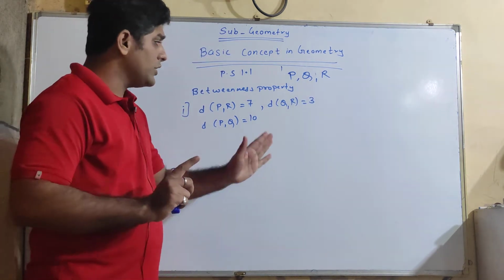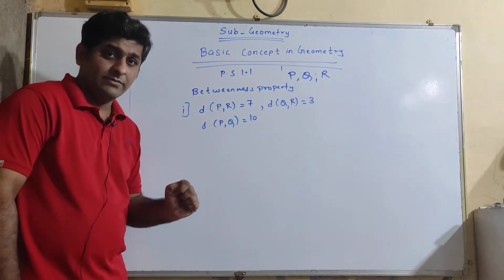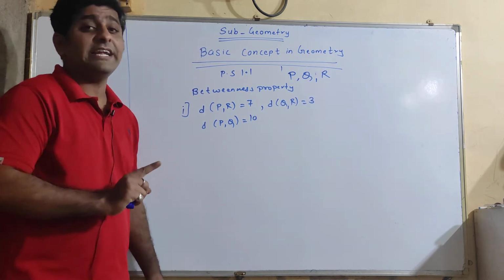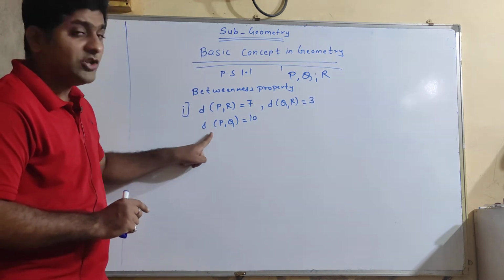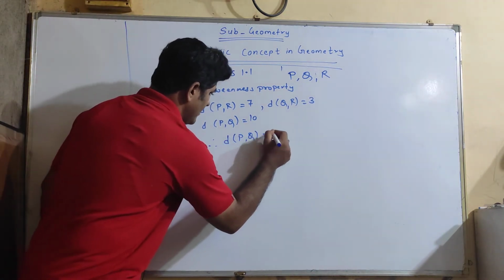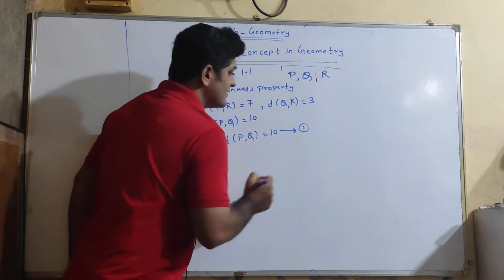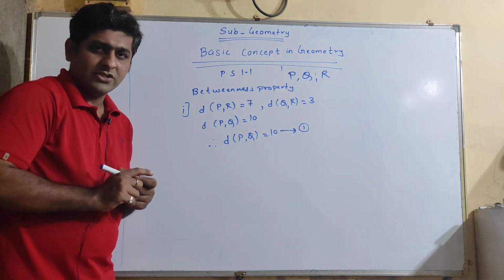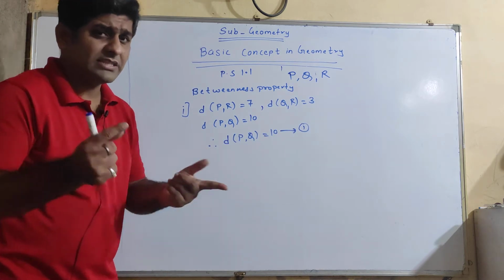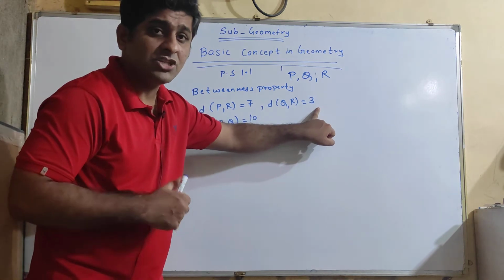Now how to judge which point will come in the middle? Let's understand. For that, students, very simple. Out of the 3 distances given, first find out which is the bigger distance, which is the greater distance. Like here we notice that distance PQ, which is 10, is greater. So we take the greater distance as 1. Is it clear, students? Now you have 2 smaller distances over here. Which are the 2 smaller distances? Distance PR and distance QR.